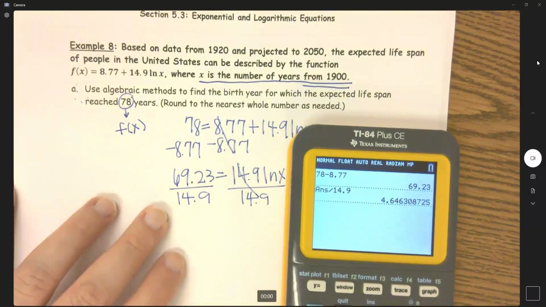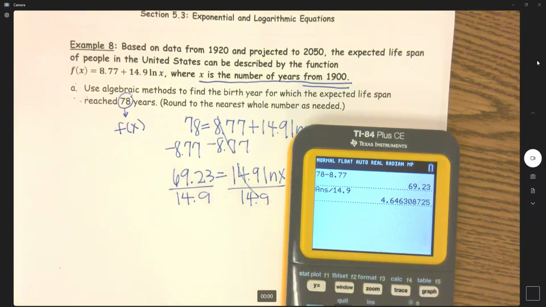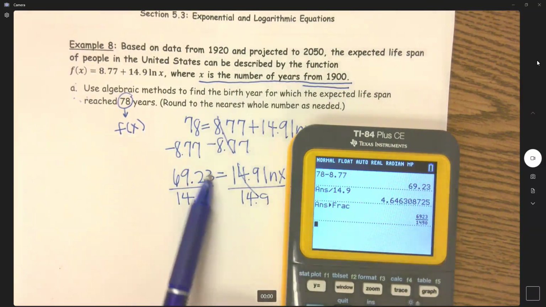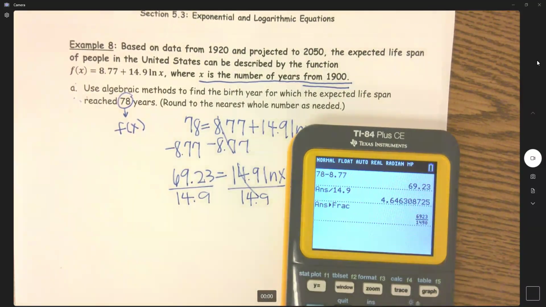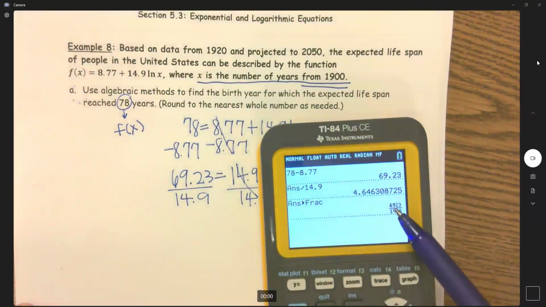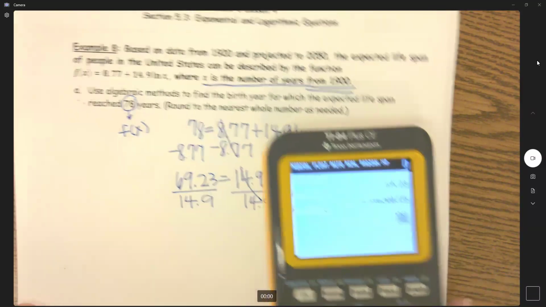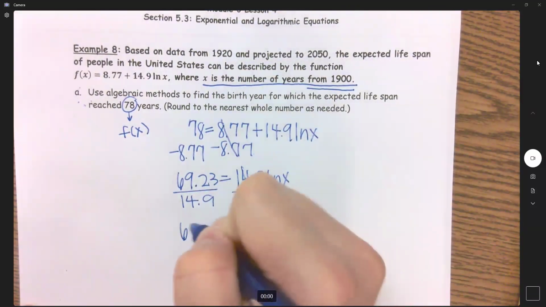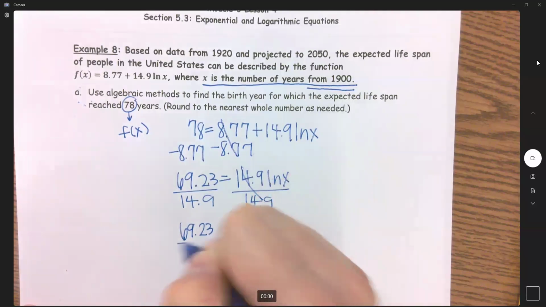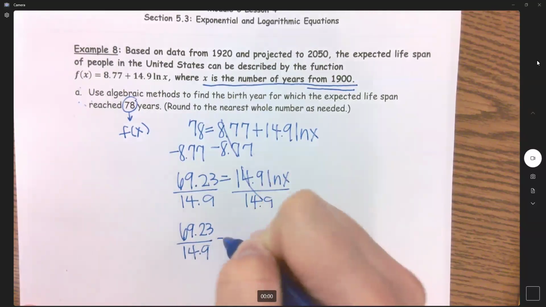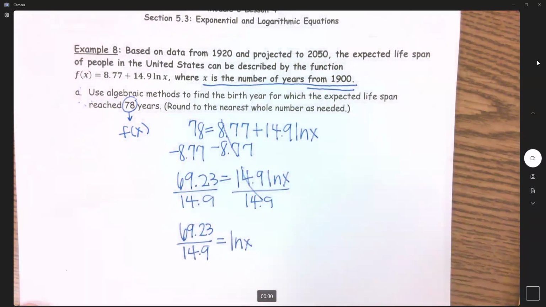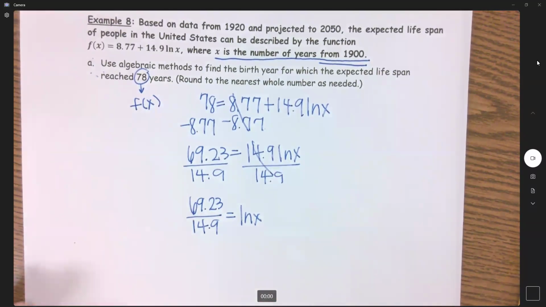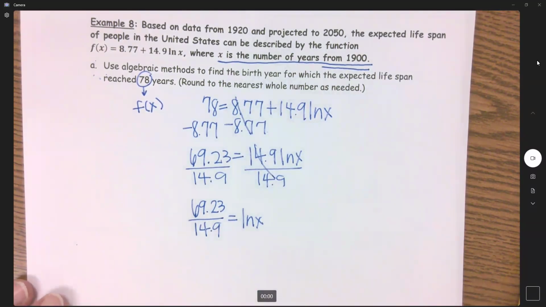Okay, now we get a decimal. Decimals aren't good, so I'm going to change this into a fraction. You can either use this awful number or just leave it like this. All they did was multiply by 100 to move that decimal over twice. So 69.23 divided by 14.9 equals my natural log of x. So I have isolated my logarithm.